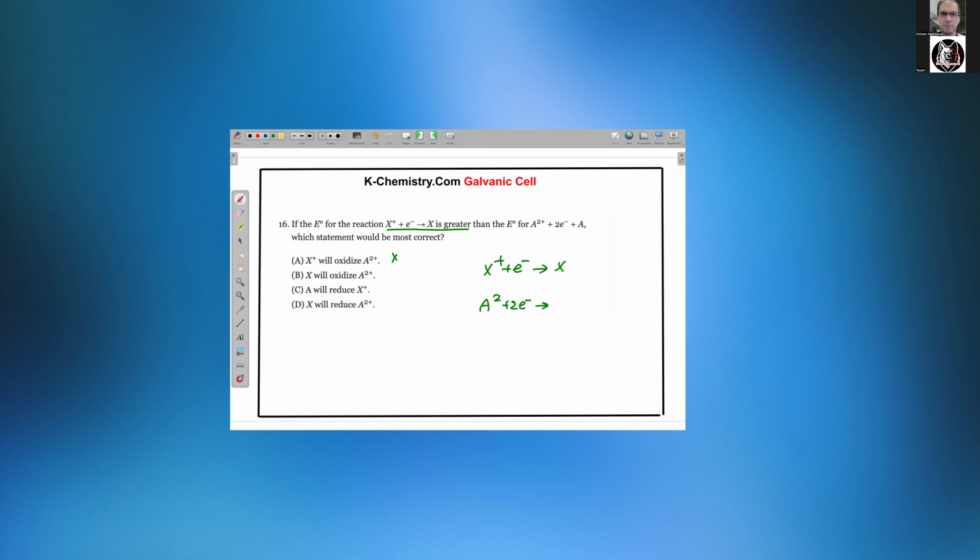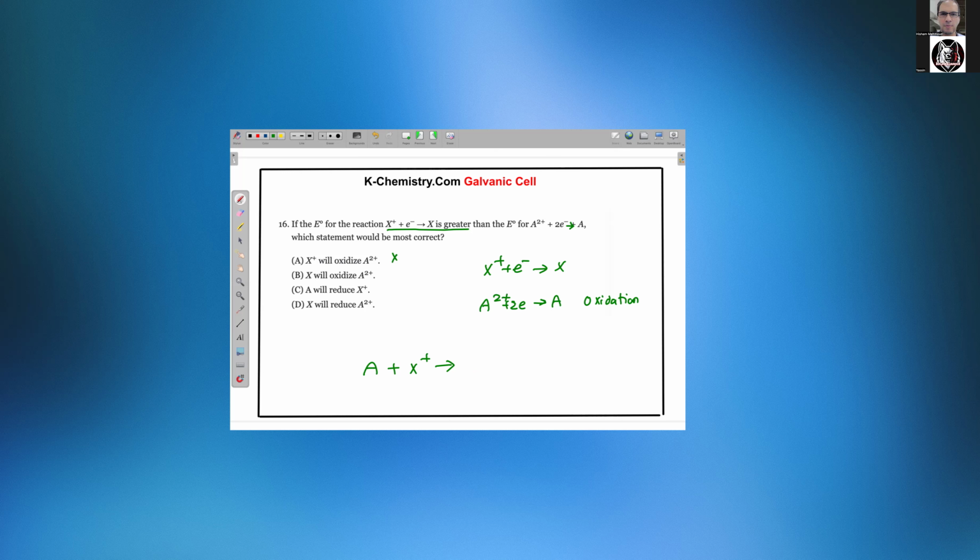Right? What is the oxidation, right? I don't see what this one is. I think he has to put an arrow here, right? Also, too many mistakes. So A is oxidation, correct? So I can say that A reacts with X plus to form A2 and X. A oxidizes to A2 plus and changes into A.